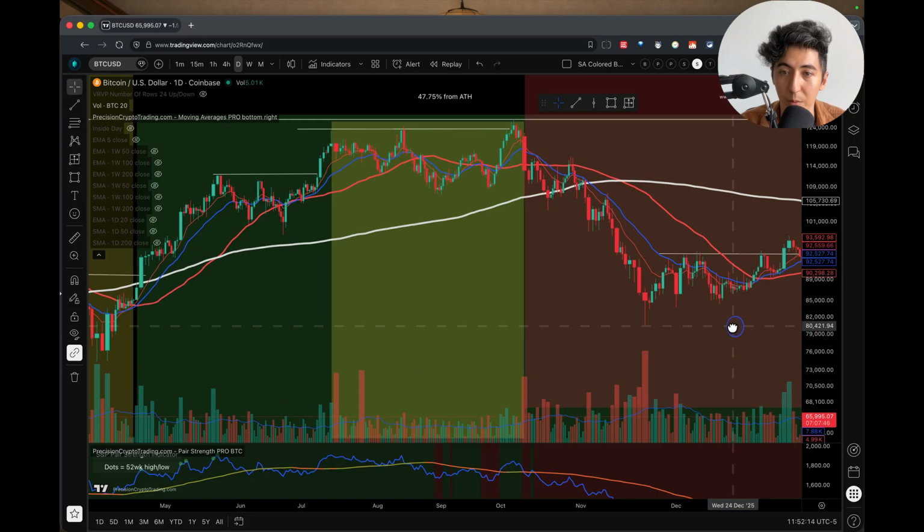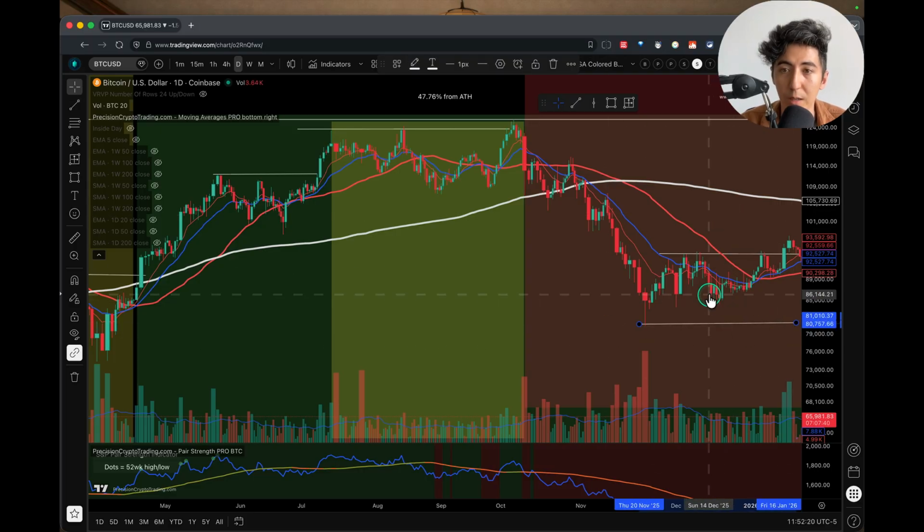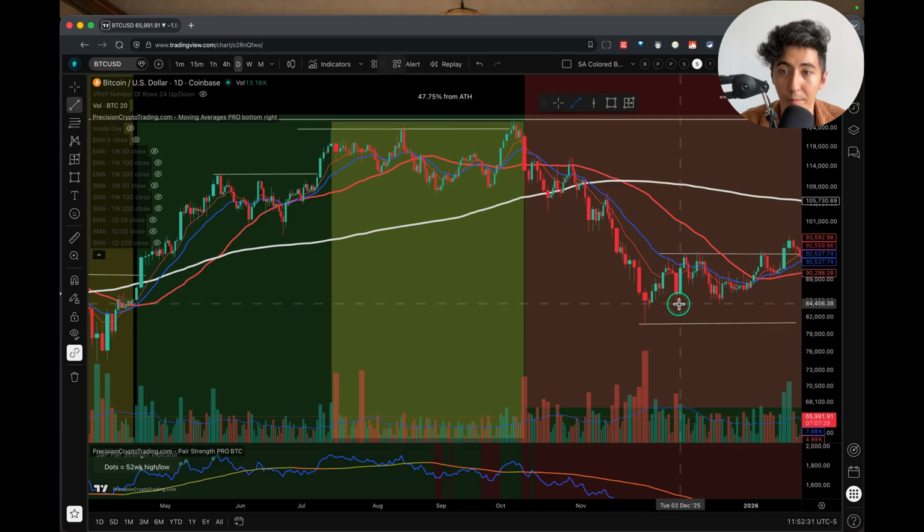So could this have been the bottom? We see a reversal extension right here. We see the moving averages catching up. Maybe this is the stage 1, 1A. Maybe this is the bottom. Starting to turn up.